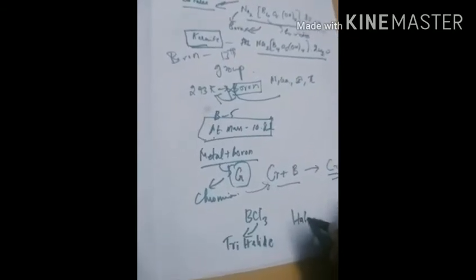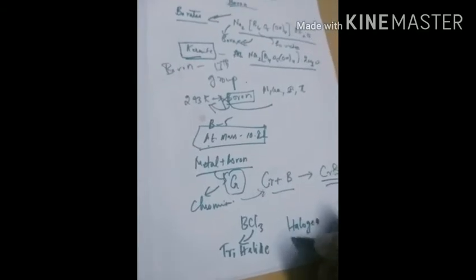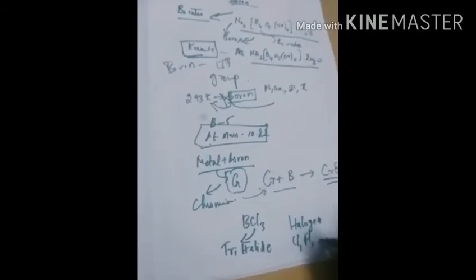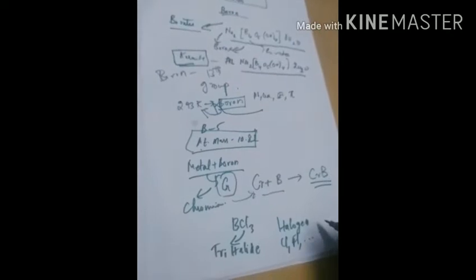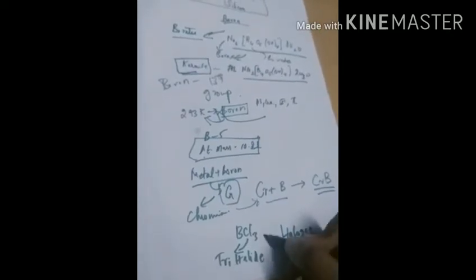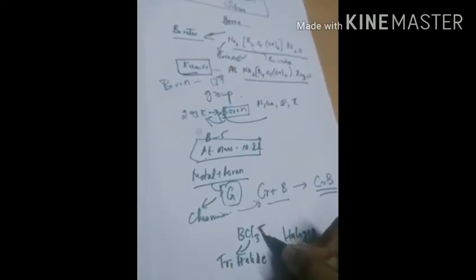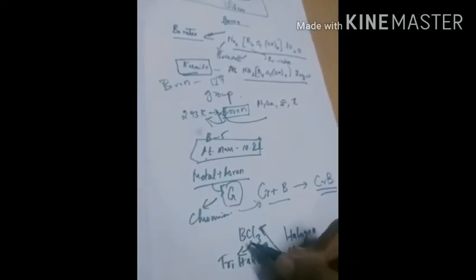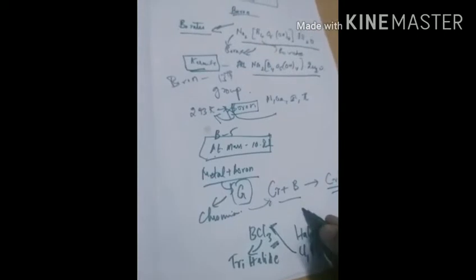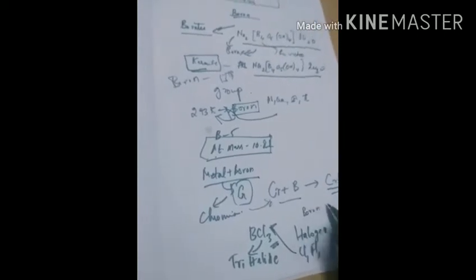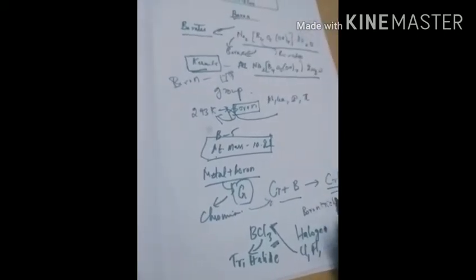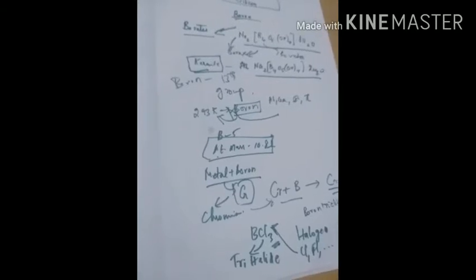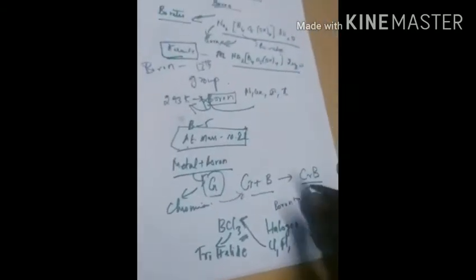Halogen, you all know what is halogen. Chlorine, fluorine, etc. These are the halogen materials. If you combine it with any metal or non-metal, it will become halide form. So here I am taking chlorine, so it will become chloride form. So I am taking boron trichloride here in this condition. So what will happen if you put boron trichloride?